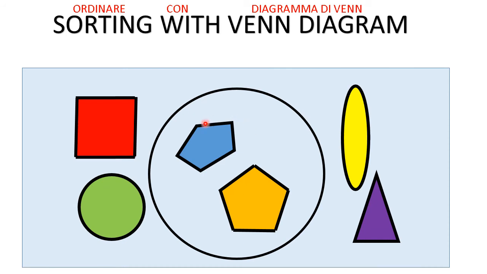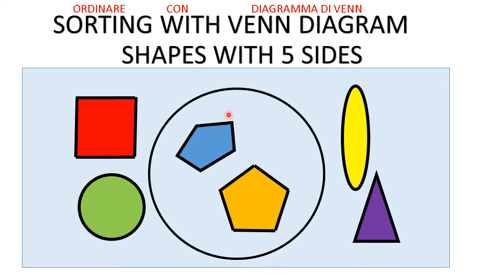Here there's a group with two pentagons. Outside we have squares, circles, ovals and triangles. So the rule is shapes with five sides.